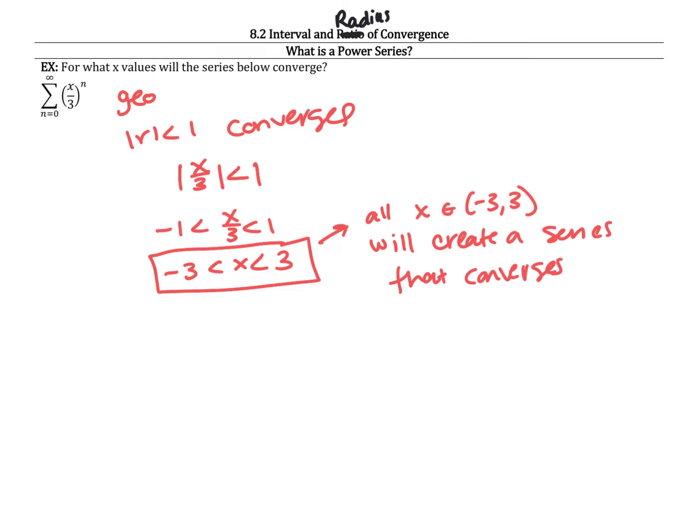So this idea of having a variable inside our rule, not just n, which is the value that's changing, but actually adding together terms that contain a variable, is going to lead us to a new idea, and that idea is a power series. So let's go ahead and define what a power series is and then talk about how we're going to use a power series specifically in this section to talk about the interval and radius of convergence.